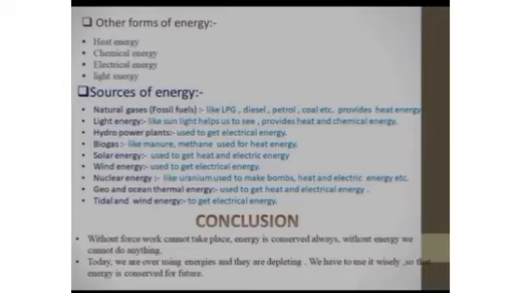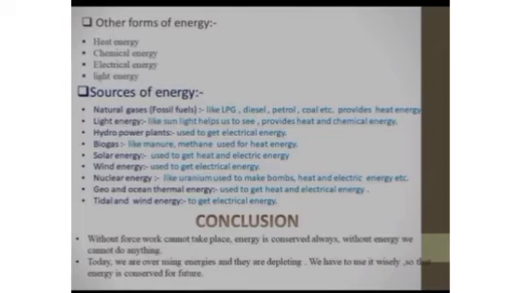Wind energy is used to get electrical energy. Nuclear energy like uranium is used to make bombs, heat and electrical energy, etc. Geo and ocean thermal energy are used to get heat and electrical energy. Tidal and wind energy to get electrical energy.